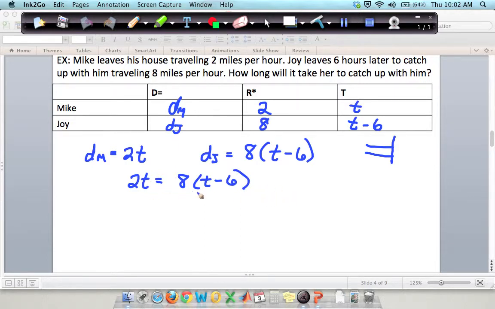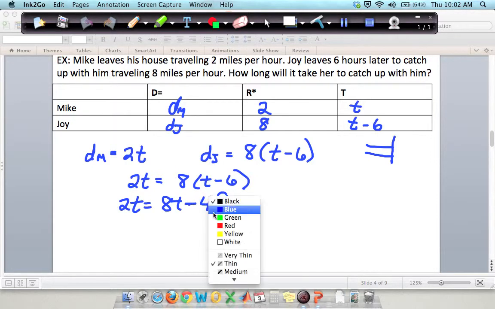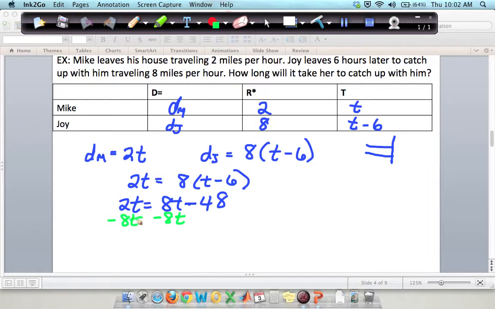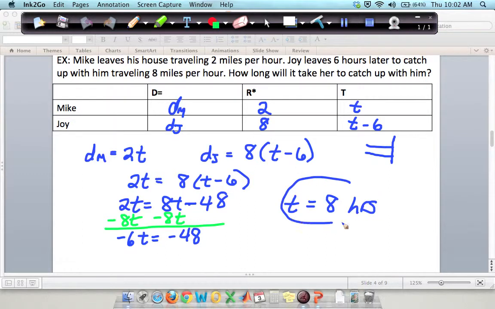Now we'll go ahead and distribute the 8. And we want to solve, that's a minus sign there. So to solve, I'm going to subtract 8t from both sides. And we get negative 6t equals, don't forget that negative sign in front of the 48. Divide both sides by negative 6, and you get t equals 8. And this is a word problem, so don't forget your units, 8 hours. So it takes 8 hours for them to catch up to each other.